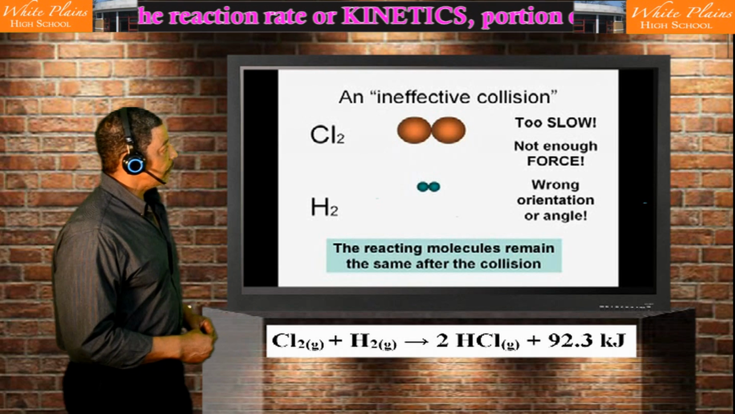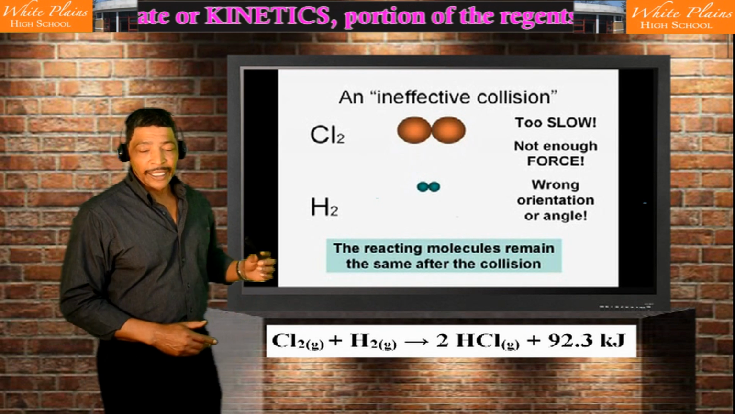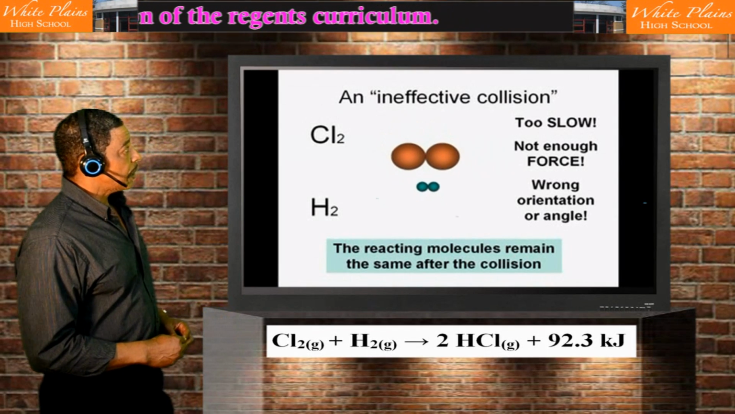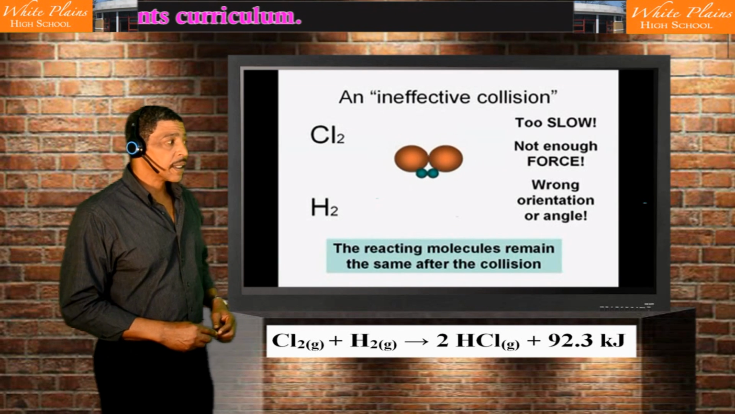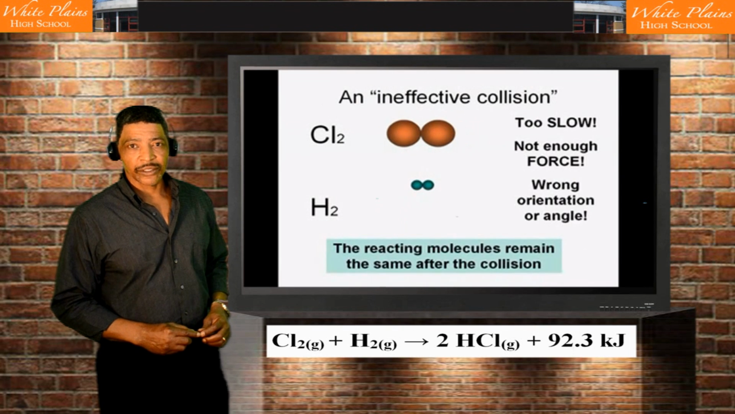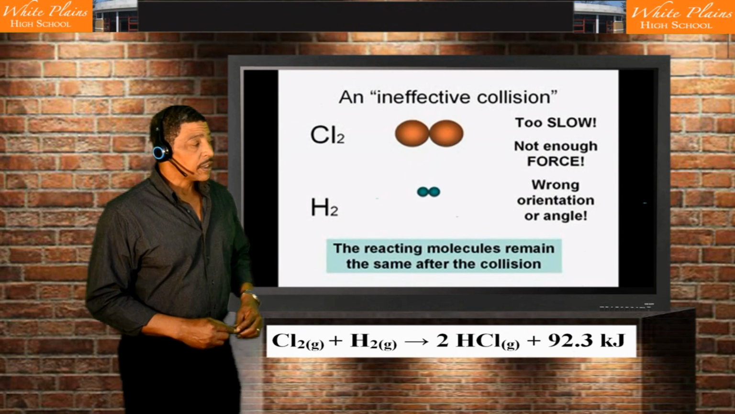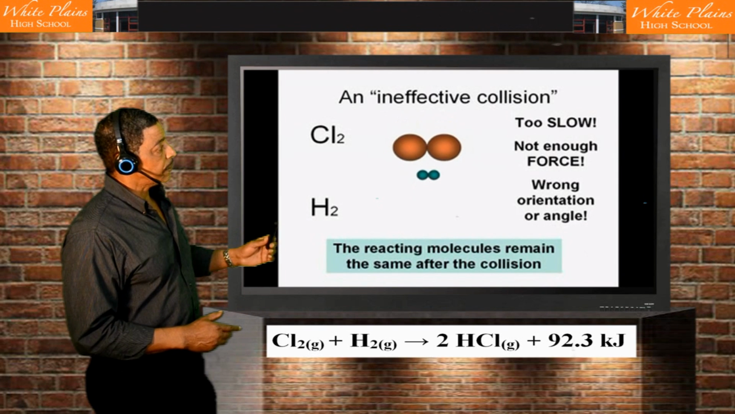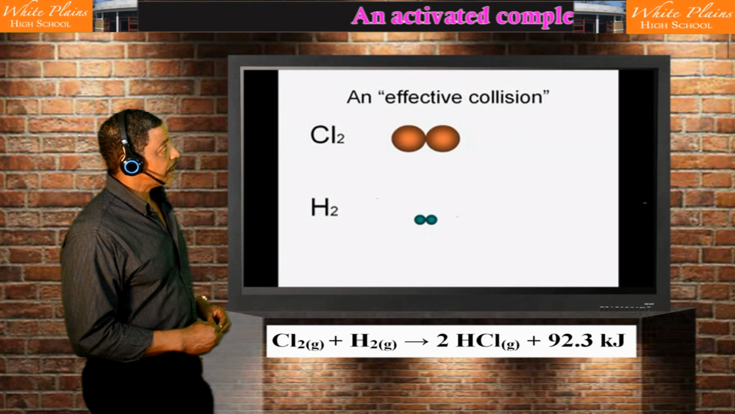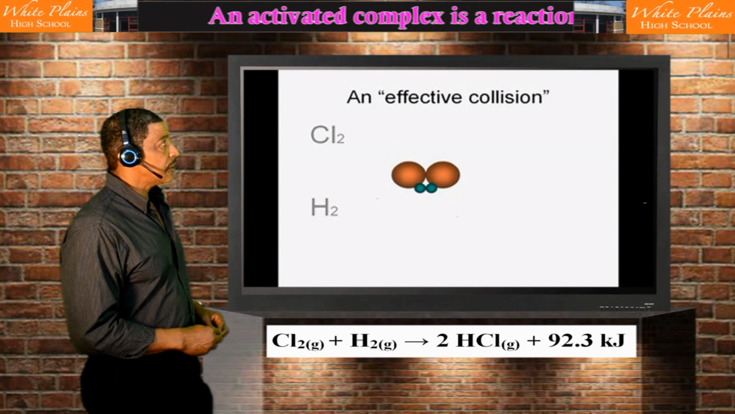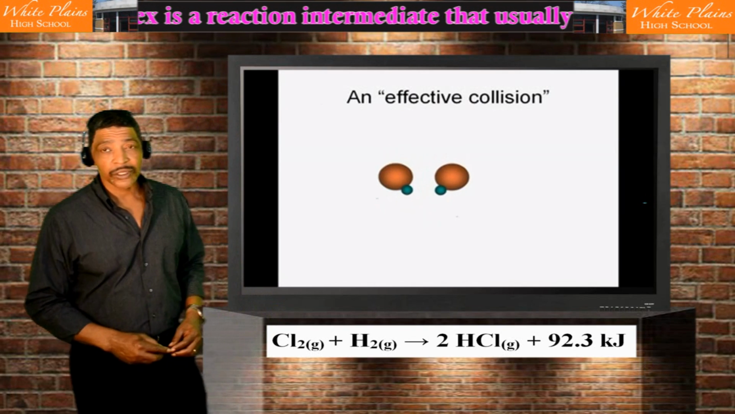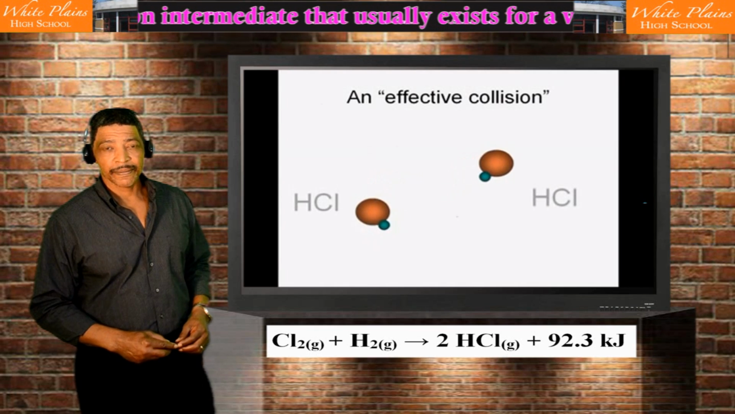Initially, the colliding molecules collide ineffectively. This is due to the fact that the molecules are moving too slowly, they don't possess enough force, and they're not in the proper orientation. However, when the molecules collide effectively, an activated complex will form, where an activated complex is an intermediate species where the orientation and energy of reacting molecules are sufficient to form product.